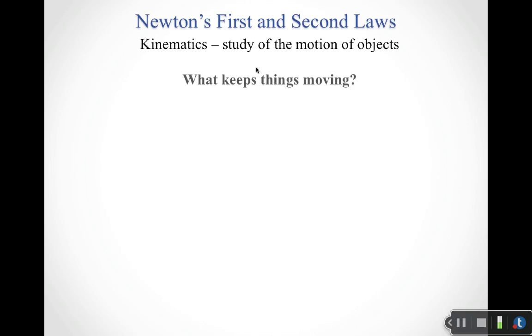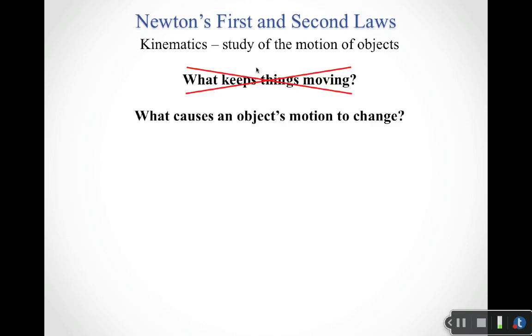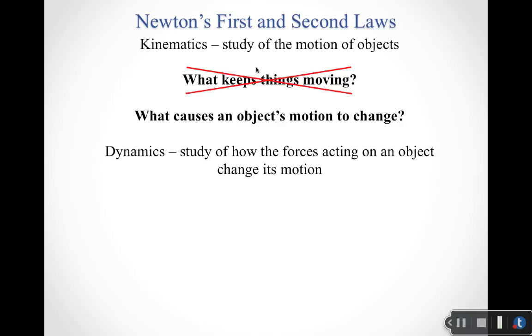So we tend to think of them in terms of this question, right? So what keeps things moving? And the idea is that this is actually what Newton's first and second laws are going to explain to us: this is actually the wrong question. Instead of asking about what keeps things moving, the way we want to think about forces is what causes an object's motion to change. So what Newton recognized is that objects will continue to do what they're doing until some force acts on them to change that motion.